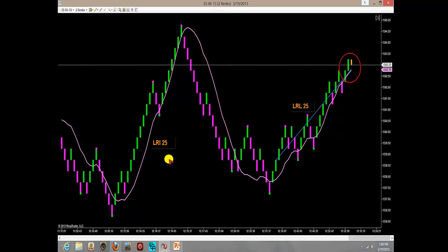Now, I like linear regression, and this is a linear regression indicator, and this is the linear regression line, and they're both set at 25. The linear regression indicator always ends up right at the end of the linear regression line. So basically the linear regression indicator is a permanent tracing on the chart of the end of the linear regression line.